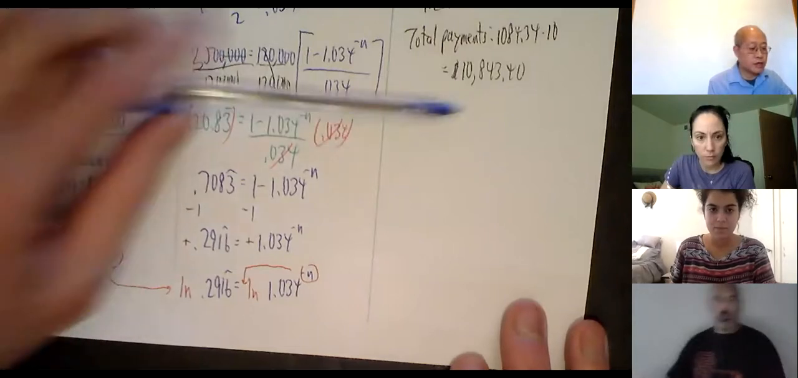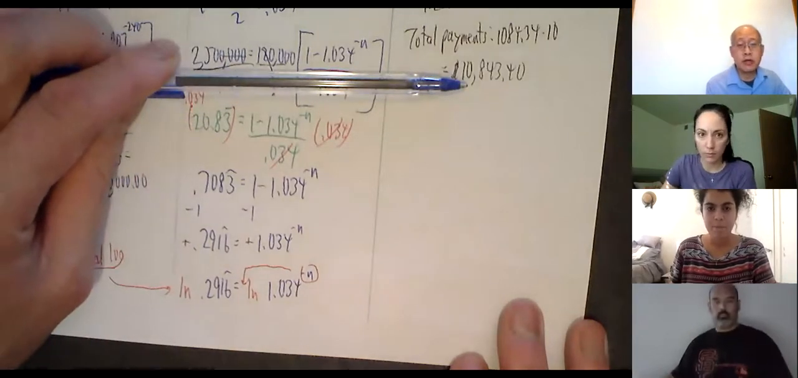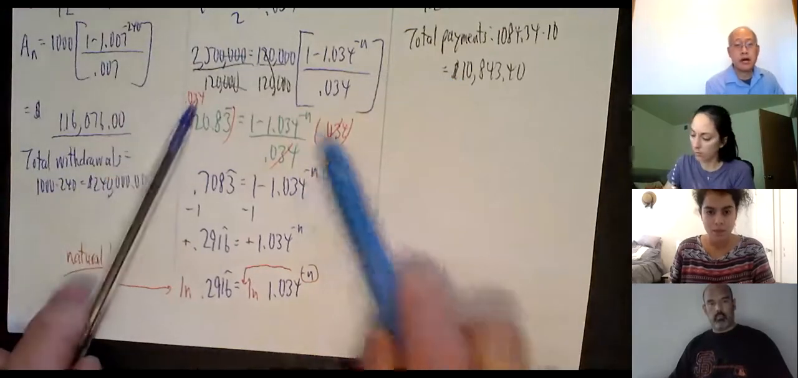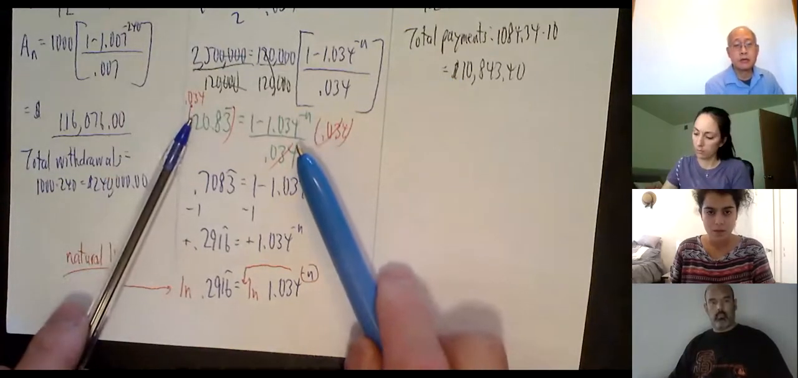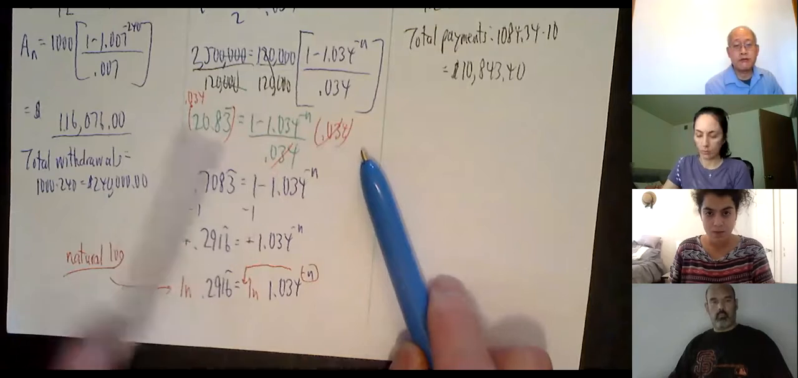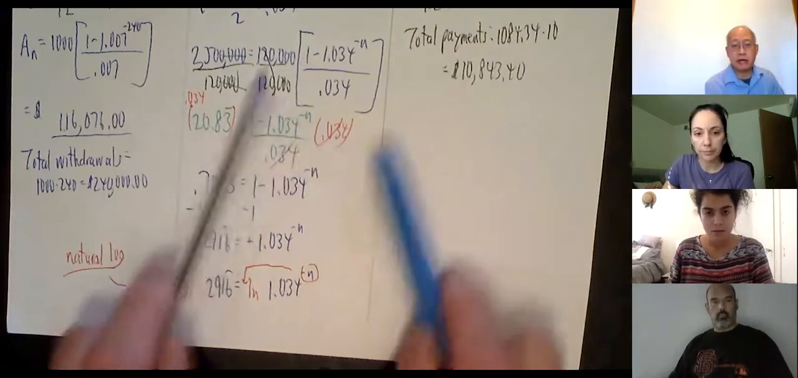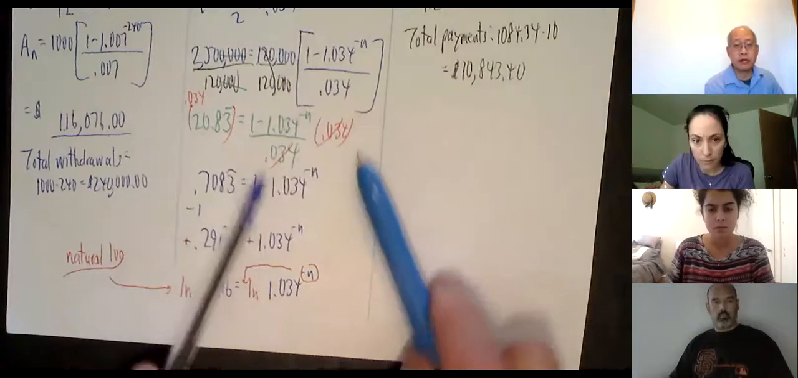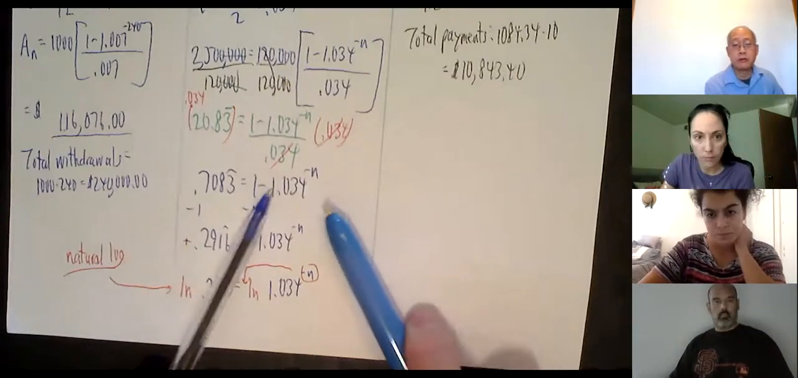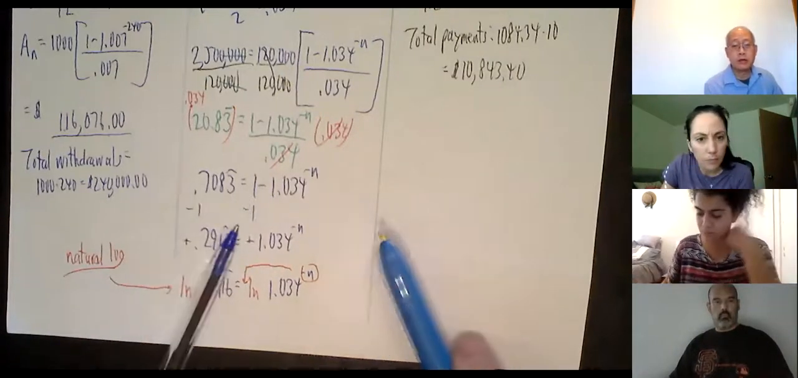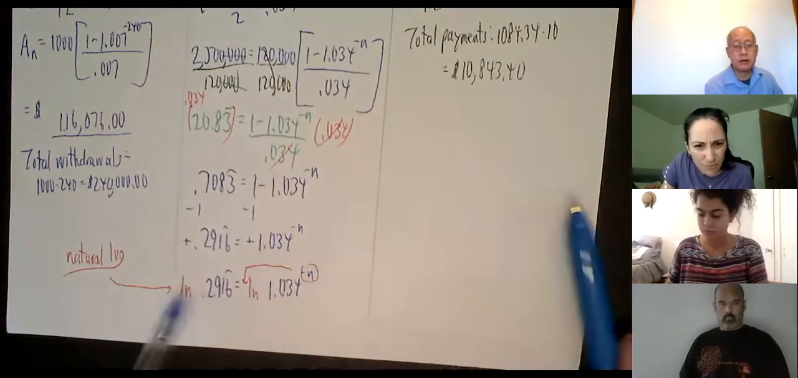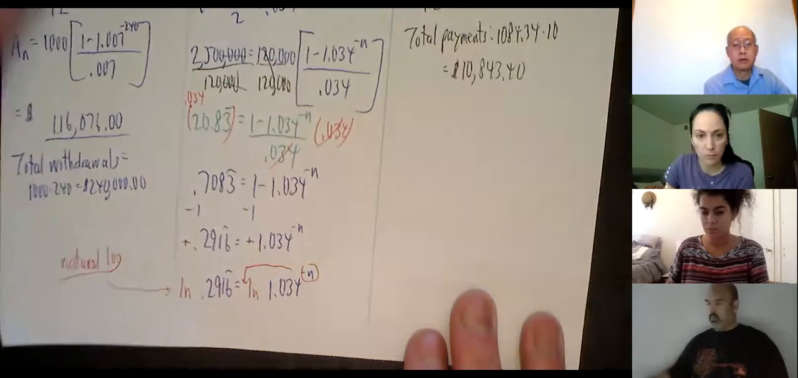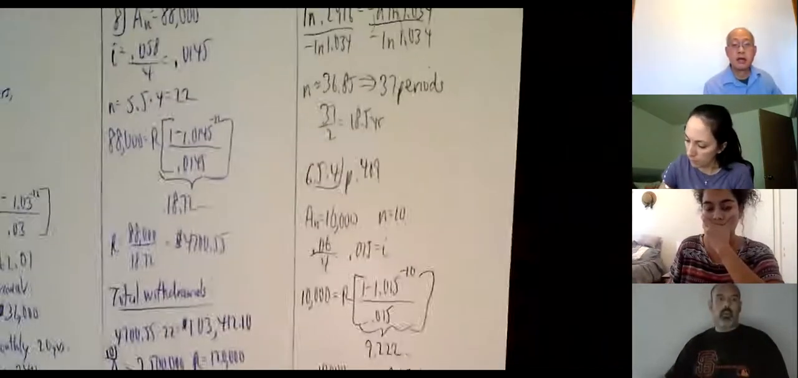Okay, so the original equation was like that. 2,500,000 equals 120,000 times all that stuff. Divide by 120,000. Multiply by 0.034. I'm trying to isolate the n. So get rid of everything else, right? Get rid of the 120,000. Get rid of the 0.034. Get rid of the 1, right? From algebra. Subtract 1. Multiply by negative 1. And then do the ln. Okay, so that's that. And back to here.